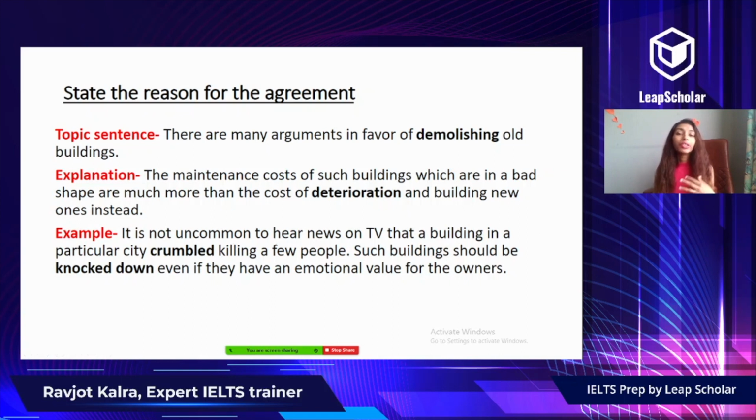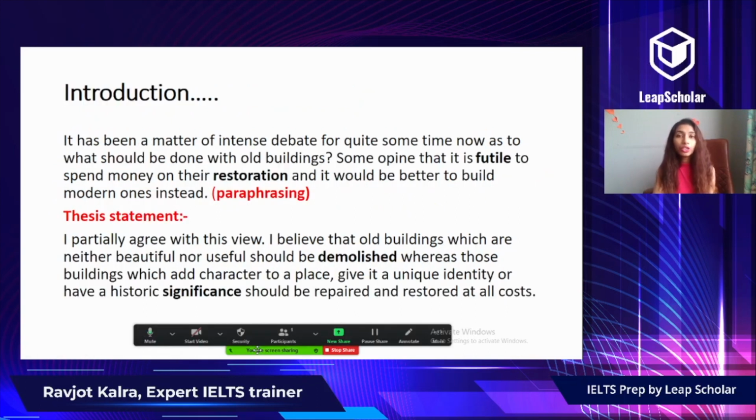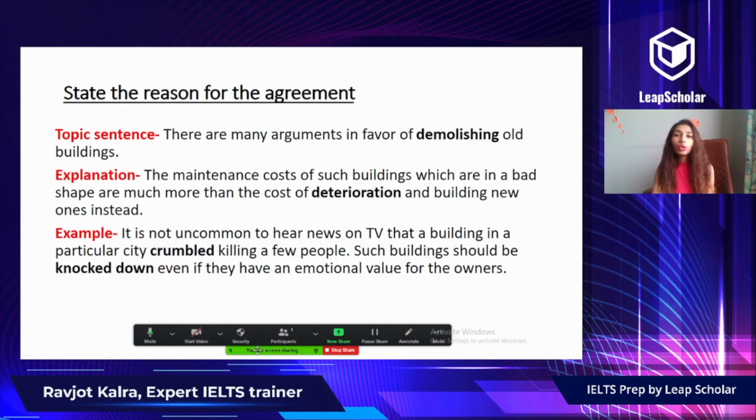Here, we are stating the reason for the agreement. That is all about this first body paragraph. So, we'll write the topic sentence, that is the key point. If you remember, we read the key point in the introduction also, related to demolishing. So, the same statement will be used as the topic sentence here. There are many arguments in favor of demolishing old buildings. That is the topic sentence.